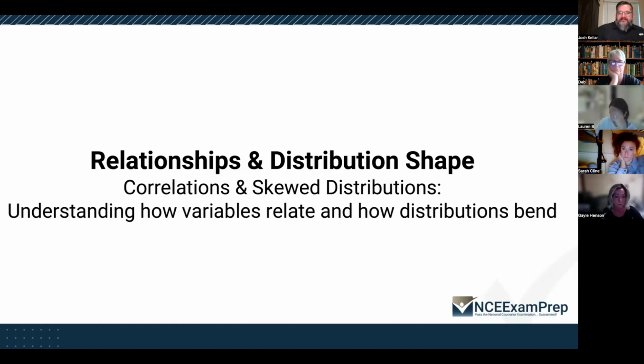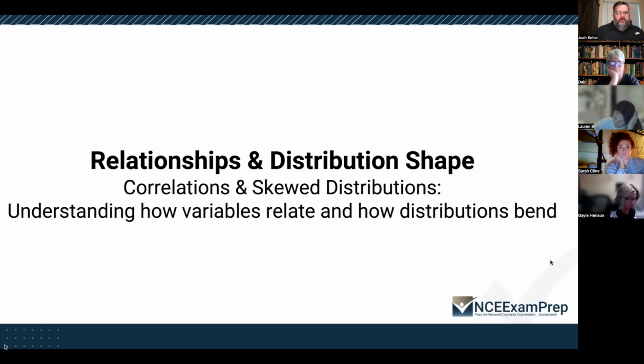So tonight's kind of a two-part lesson. We're going to touch on correlations and skewed distributions, which don't have a whole lot to do with one another. But when I hear feedback from people about what they struggle with for statistics, anything with numbers or like the bell curve tends to be really difficult. So that's what I decided we were going to do tonight.